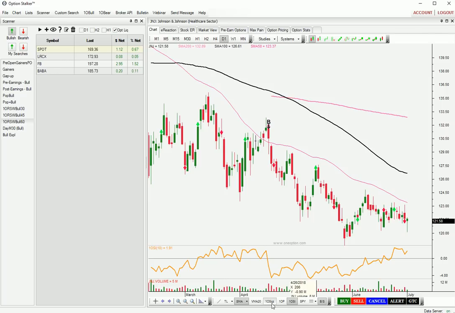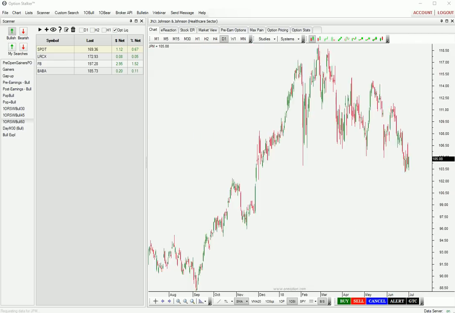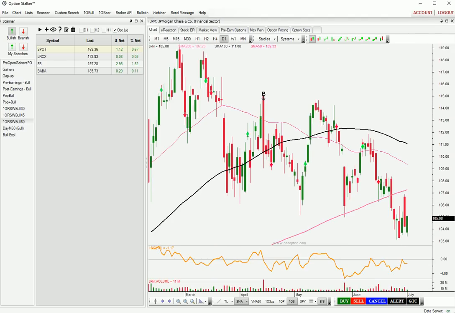I'll put on the compression indicator, the 1-0 squeeze indicator. You can see the yellow dot. It is currently compressing. Pretty nice. It's one I would definitely consider. Plus, it's got a nice horizontal base to rally off of.